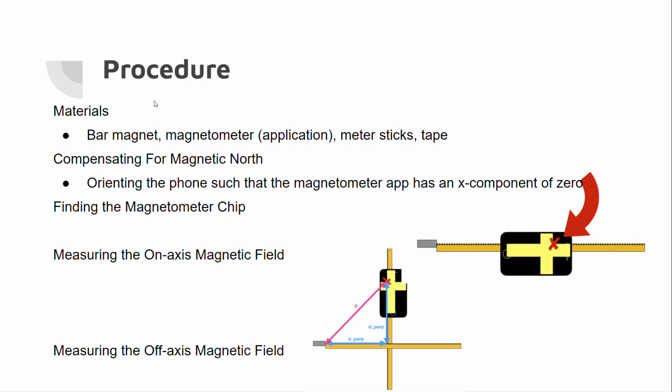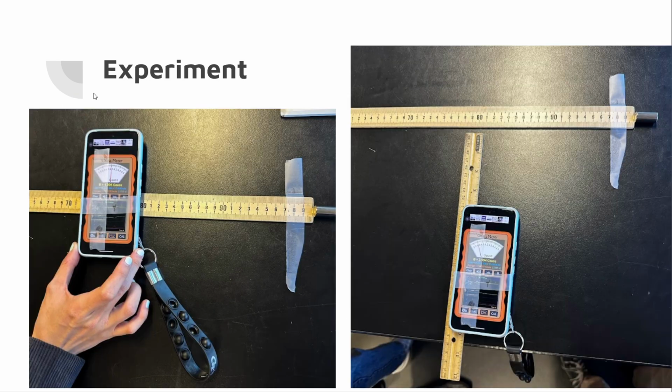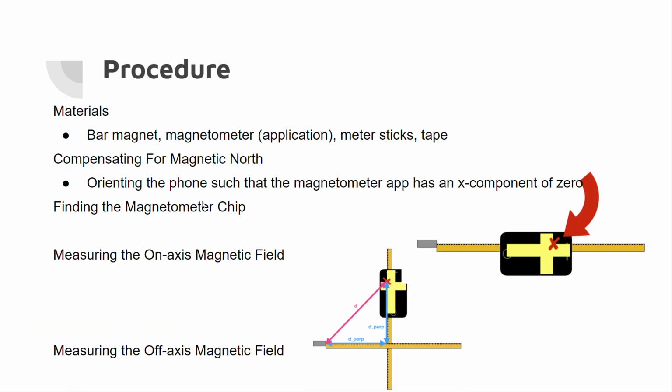Procedure: the materials are a bar magnet, a magnetometer application, meter sticks, and tape. Compensating for magnetic north, orienting the magnetometer so it has an x component of 0. Finding the magnetometer chip and measuring the on-axis and off-axis magnetic fields.